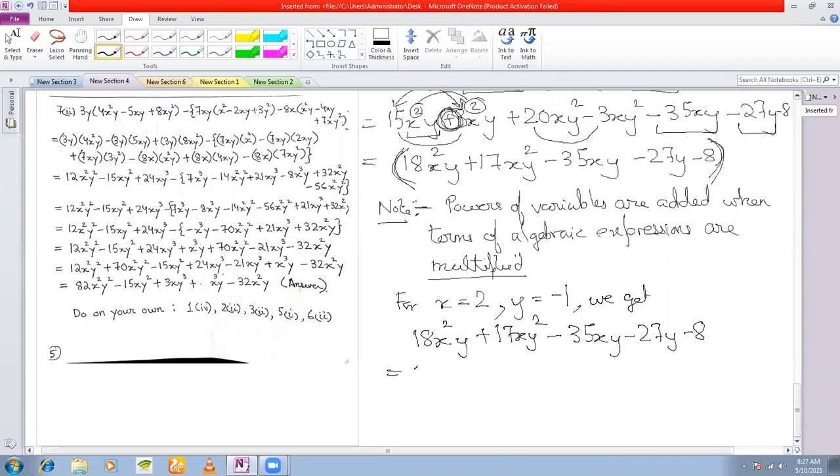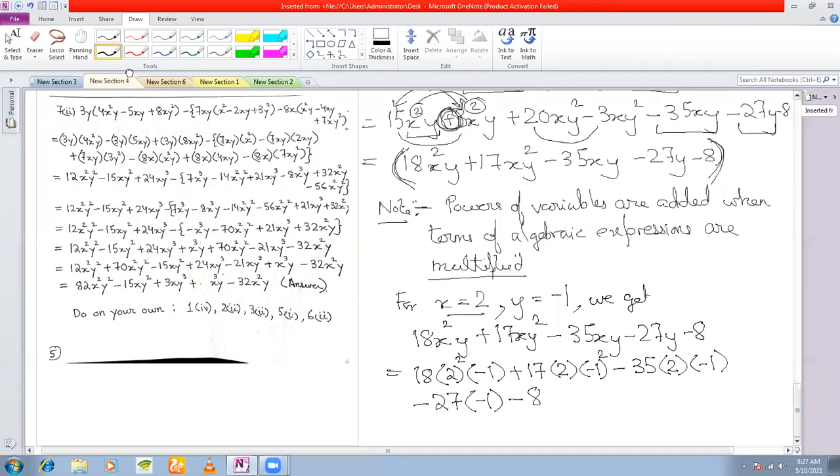Now we put the value. What is the value of x here? The value of x is 2, so we put it here. And what is the value of y? It is -1. Plus 17. The value of x here is 2, and the value of y here is -1. Minus 35. The value of x here is 2, and the value of y here is -1. Minus 27y is there, so it's minus 27, and the value of y is -1. So we put it, and you have a -8.